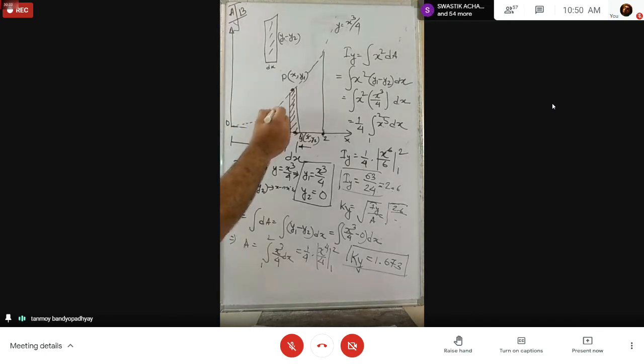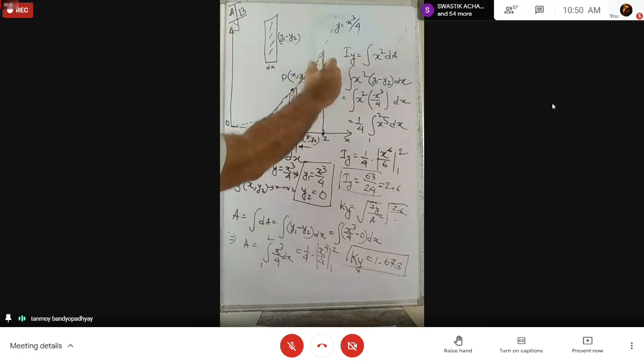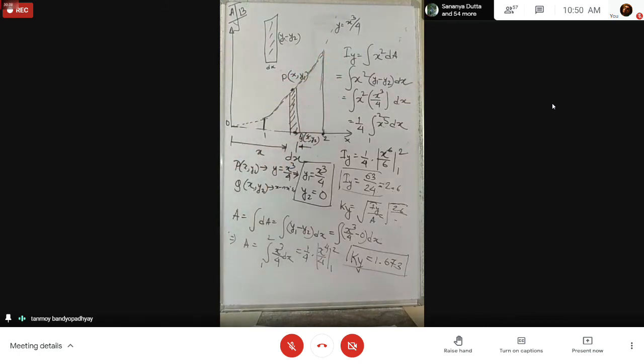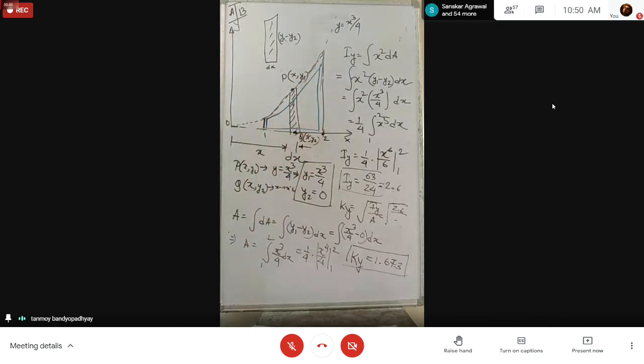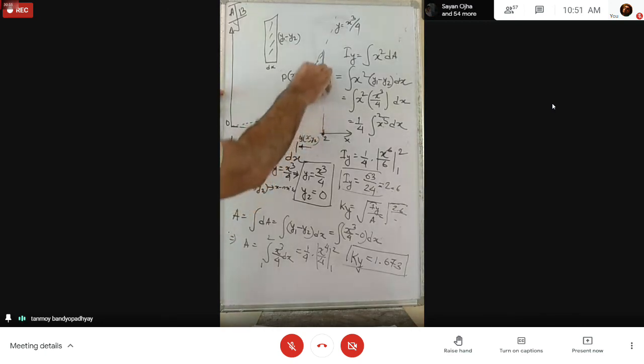And this area, this bounded area, this total area, if I point it out with blue color, this entire area you have to calculate, and then divide Iy by it. Then only you will be getting ky. So this completes ky. Then we will go to Ix. Have you completed copying this portion?